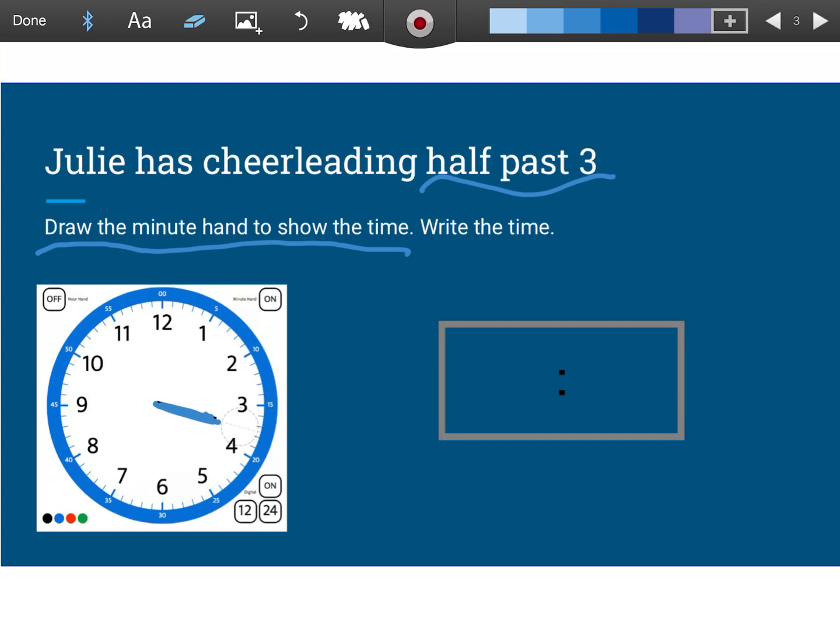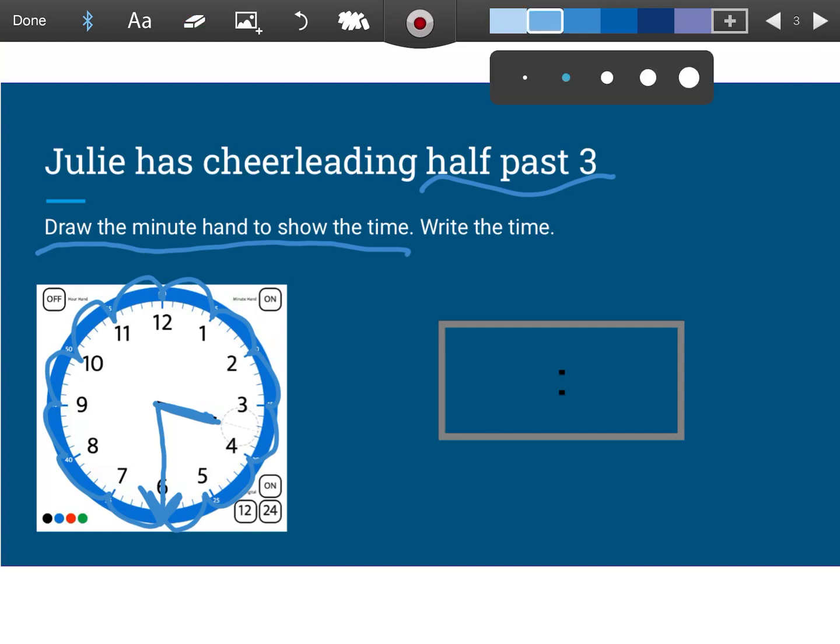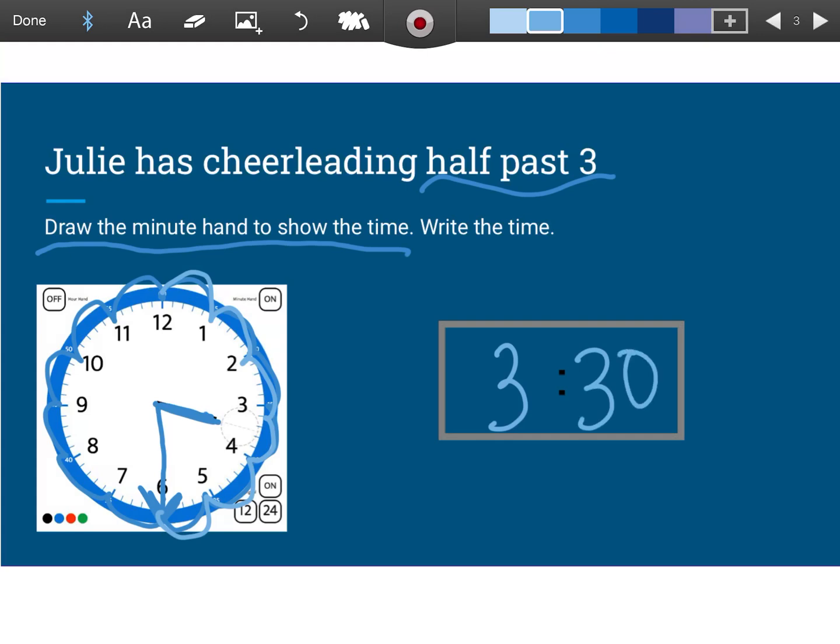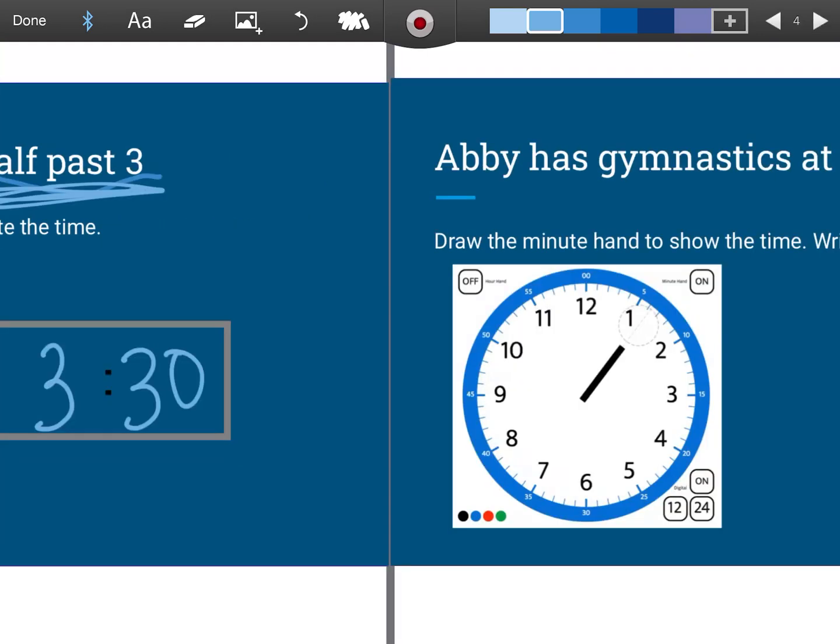So if we were to think of the clock as a whole, and we think 5, 10, 15, 20, 25, 30, and then we have 35, 40, 45, 50, 55, 60. Half of that is 30 minutes. So halfway around the clock is pointing at the 6, or 30 minutes. So this would be 3 o'clock, and how we would write that in our digital clock over here is we would write 3, and then let's check the minutes. We have 5, 10, 15, 20, 25, 30. 3:30.